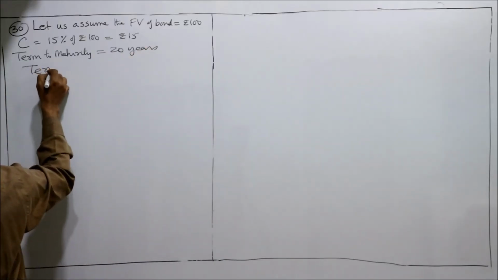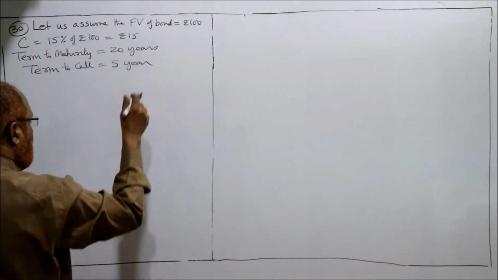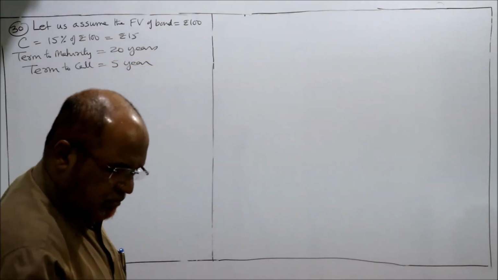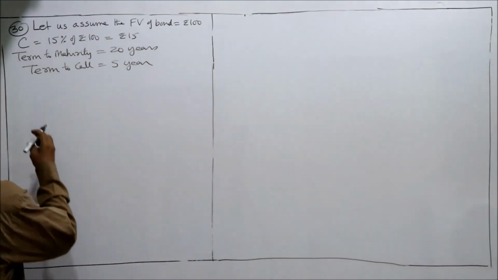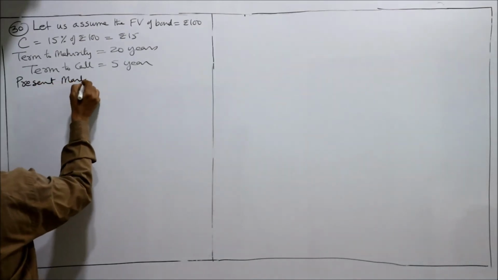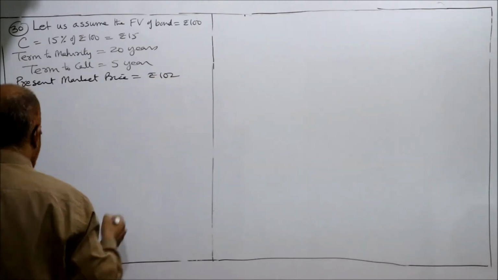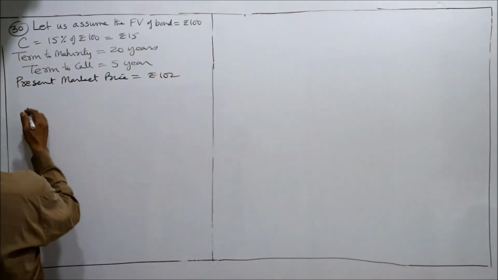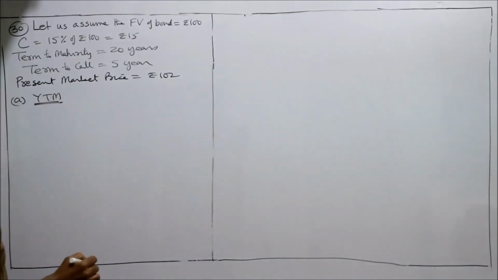Term to call is 5 years. Then the present market price is rupees 102. This is the information given. So first we calculate YTM. See here, the market price is higher. The market price is more than the face value.